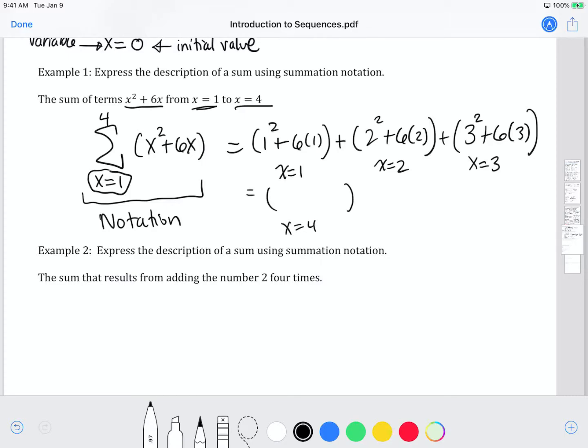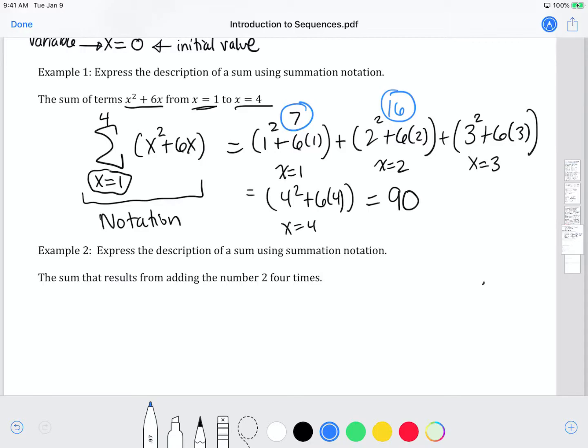I'm going to plug in 4. So I have 4 squared plus 6 times 4. Then I'm going to go ahead and find all of those values and add them up. When I do that, I'm going to get 90. So I would take 1 squared, which is 1, plus 6. So this is 7. In the first parentheses, I get 7. Then in the second parentheses, I get 2 squared, which is 4, and 6 times 2 is 12. I take 4 and 12, and that gives me 16.